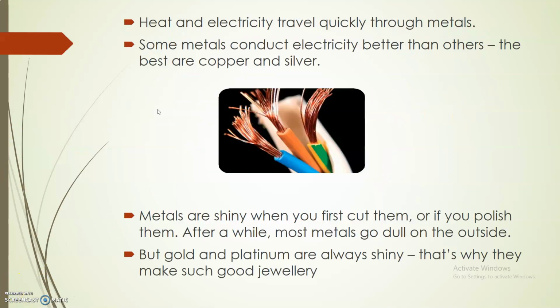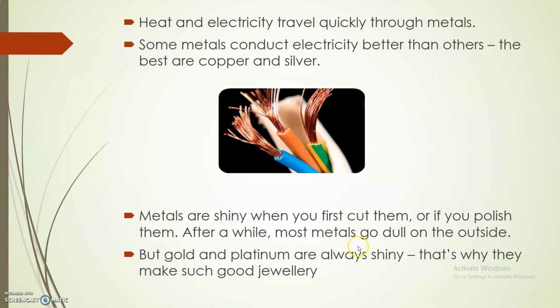Heat and electricity travel quickly through metals. That means metals are good conductors of heat and electricity. This is one important point. Some metals conduct electricity better than others. The best are copper and silver. That is why they are used in wires. There is a picture of a copper wire here. Copper is used for making wire because of its conduction of electricity.